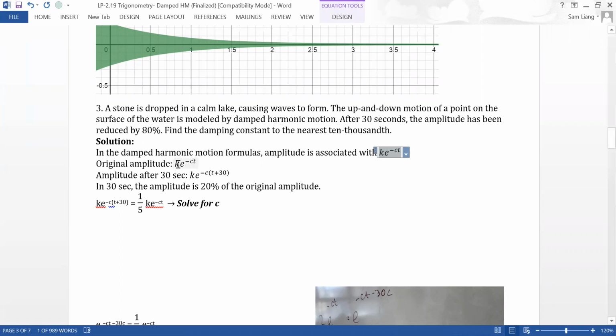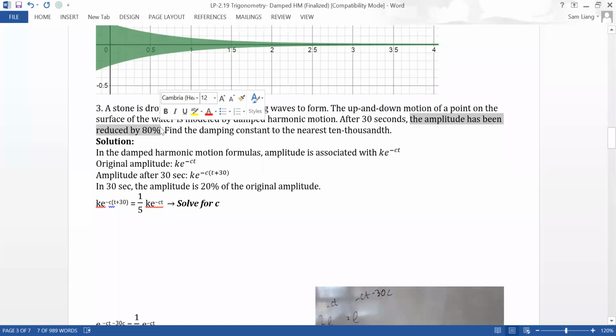So the original amplitude we can just write as k times e to the negative ct. And then the amplitude after 30 seconds is k times e to the negative c, and then just add 30 to t, so t plus 30. That's the first part that makes this question difficult. The other part that's tricky is that it says the amplitude has been reduced by 80%. So we have to be careful in how we translate that into an equation.